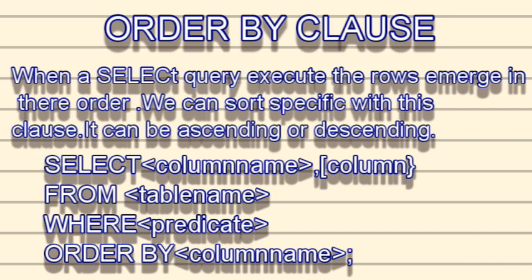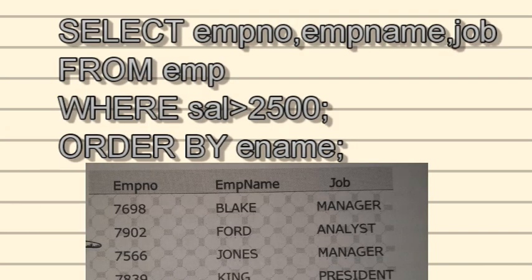Let's take an example to understand how we can perform the order by clause. Here on the screen, I want to select employee number, employee name, job from the employee table, where salary is greater than 2500, and I want to order it by e-name. As soon as I execute this query, it will fetch the contents, that is the employee number, employee name and the job. Then after fetching all the contents, it will order them based upon the e-name, that is the employee name.